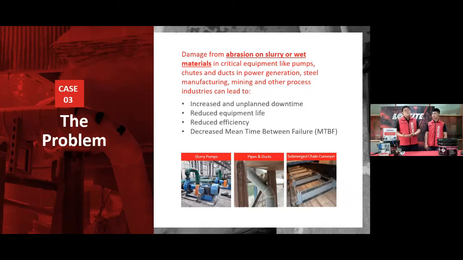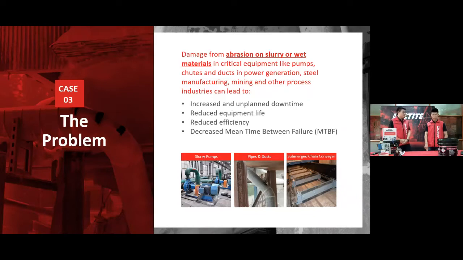So same problem again. When this equipment faces problems, we need to shut down the plant and schedule downtime, which nobody wants to happen. We need to replace with new equipment, so maybe you need to reorder the equipment, and there's a lead time as well, right? So let me pass to Kim on this. How can LOCTITE help us to deal with this slurry abrasion?